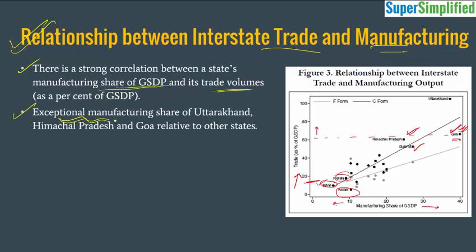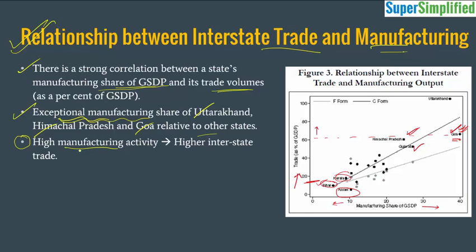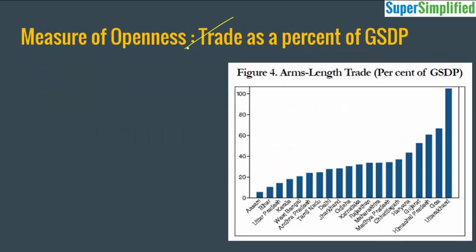And some states have exceptional manufacturing share, for example, Uttarakhand, Himachal Pradesh, Goa. And the relationship is something like this: if there is a high manufacturing activity in the state, higher will be the interstate trade, right? And this particular figure of trade as a percentage of GDP is actually also a measure of openness of the state towards trading.